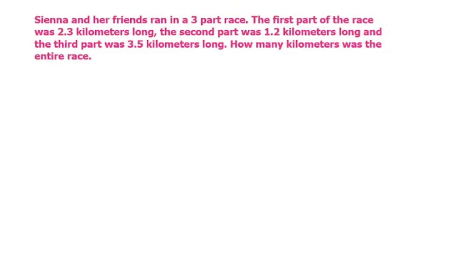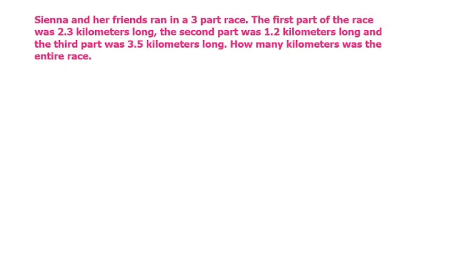In this video, we're going to work on a word problem using decimals. So if we have a problem like this that says, Sienna and her friends ran in a three-part race. The first part of the race was 2.3 kilometers long. The second part was 1.2 kilometers long. And the third part was 3.5 kilometers long. How many kilometers was the entire race?